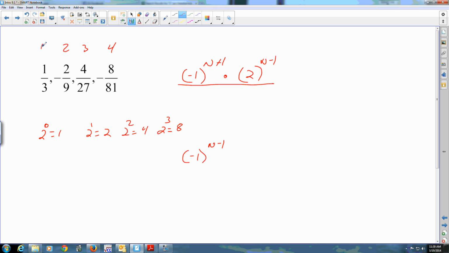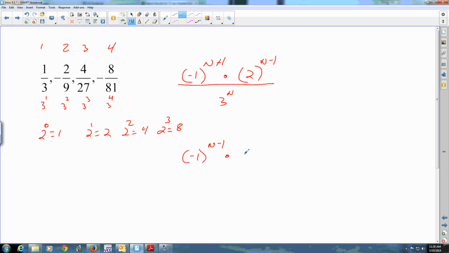Now focus on the bottom. I filled in 1 and got 3, 2 and got 9, 3 and got 27. Those are powers of 3. It's supposed to be a 4. All right. So the bottom is just going to be 3 to the n.